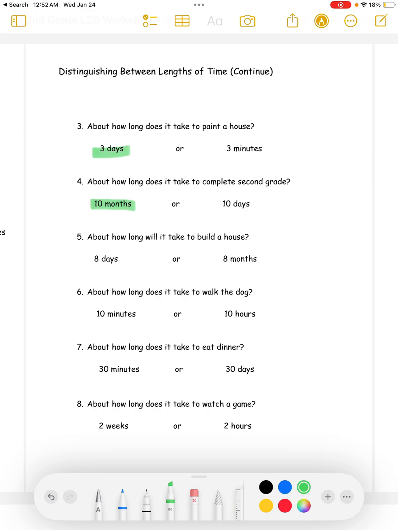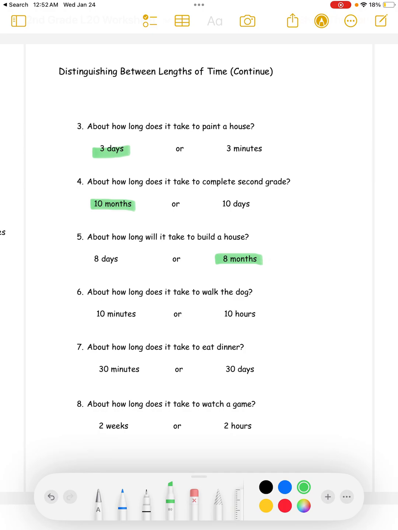Question number 5. About how long will it take to build a house? 8 days or 8 months? We would choose 8 months, which is reasonable because first you have to get the layout of the house and then build the foundation of your house and more things like painting and stuff like that.